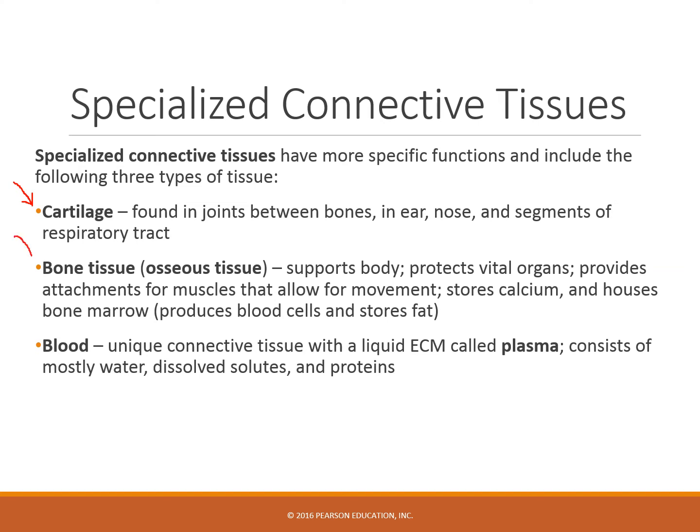Bone tissue, also called osseous tissue, helps to support the body and protect your vital organs. In addition to those two functions, it also provides attachment points for muscles that allow for movement, and it's a storehouse for calcium, phosphorus, and other minerals. Bone tissue is also involved in blood cell production because it houses your bone marrow. And then finally, your bone tissue also stores fat.